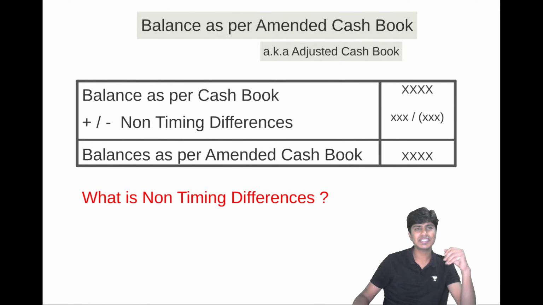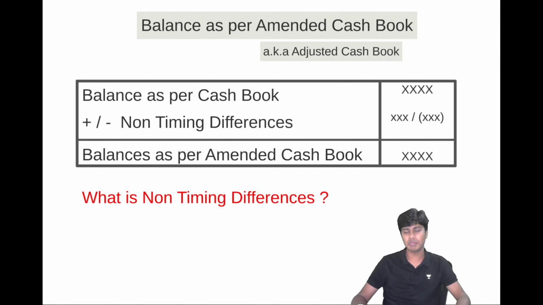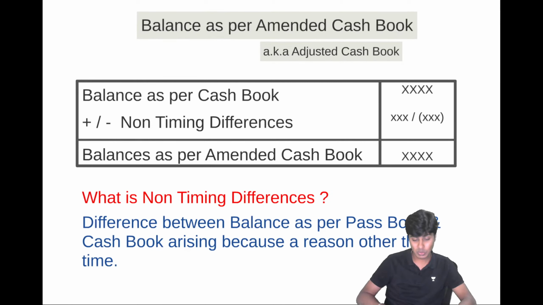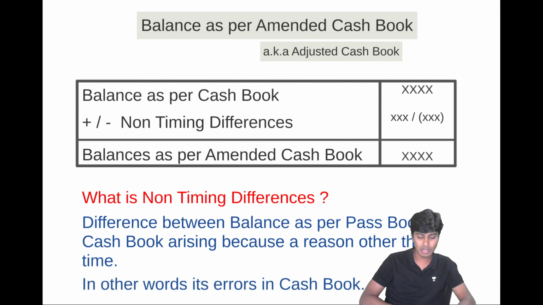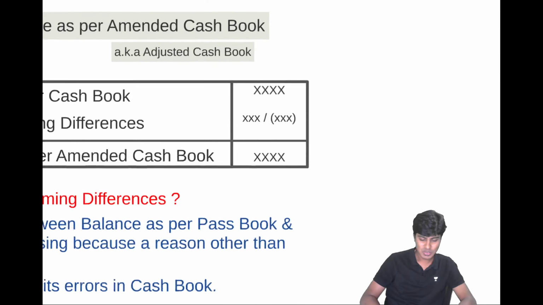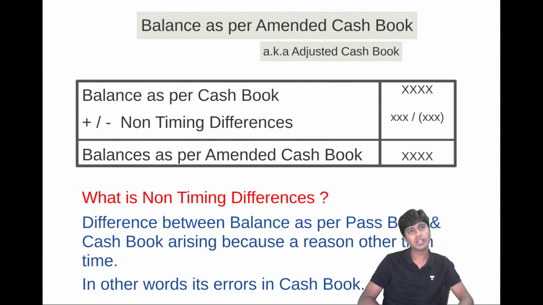So we need to understand what are non-timing differences and what are timing differences. I told you in yesterday's session that a difference between passbook and cash book which can get saturated over a period of time, which can be cured by time, is what we call a timing difference. Those differences which will not get adjusted simply based on time are what we call non-timing or other than timing differences. In simple terms, these are errors in cash book. It can be an error of principle, an error of commission, an error of omission, or a compensating error also.